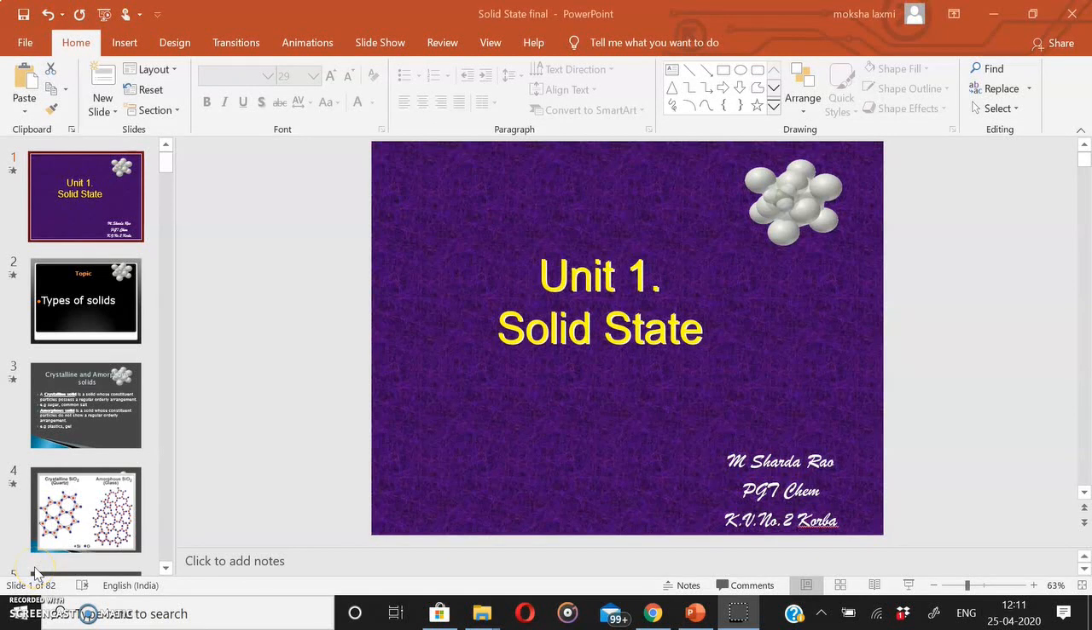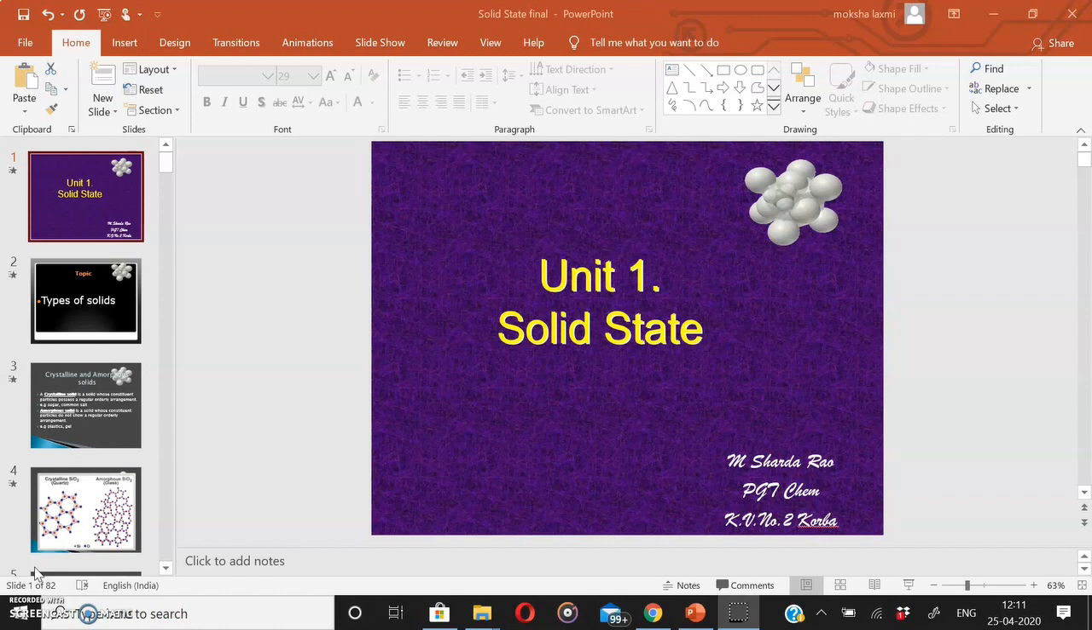Good morning, students. Today we are going to study the first unit of chemistry, that is solid state. In lower classes you have studied the properties of solids: that they have a strong force of attraction, and very little space between the particles of a solid, as a result of which they have definite shape and definite volume. They are incompressible, they are rigid.